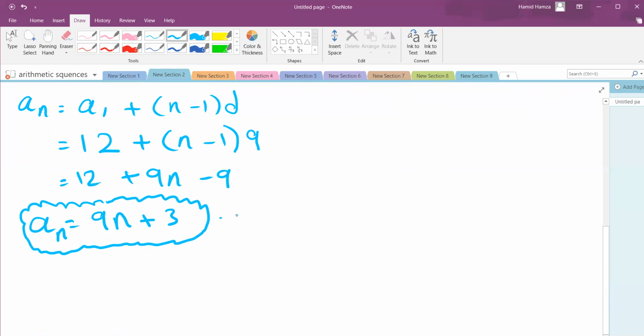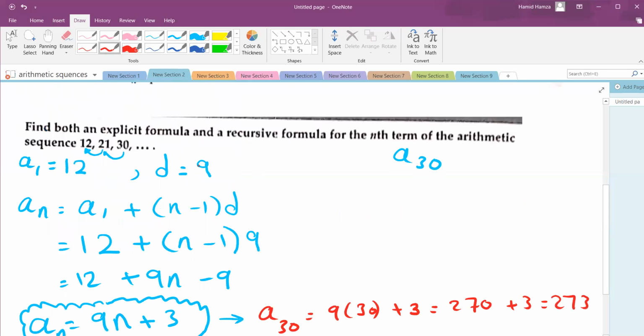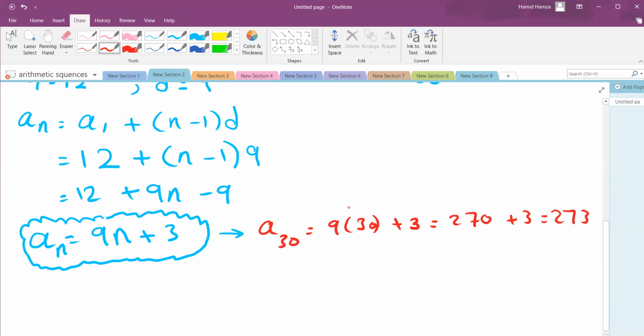So if you wanted to find A30, the nth term tells you. We can use it to find any term in the sequence. Just replace n by 30. So it will be 9 multiplied by 30 plus 3, so it will be 270 plus 3, 273, instead of adding to reach it like this. So this is the use of the nth term, and we name it the explicit formula.